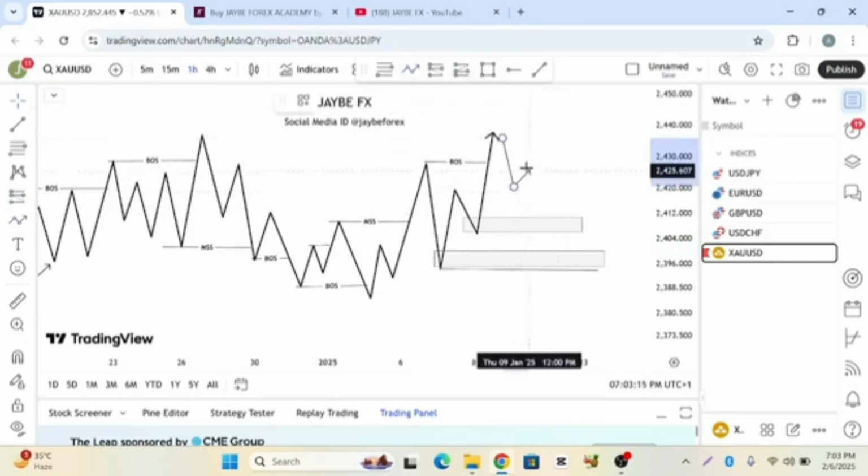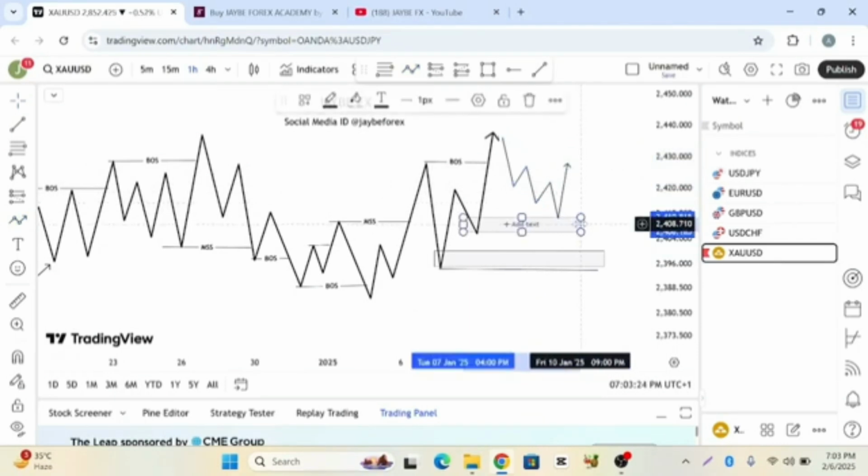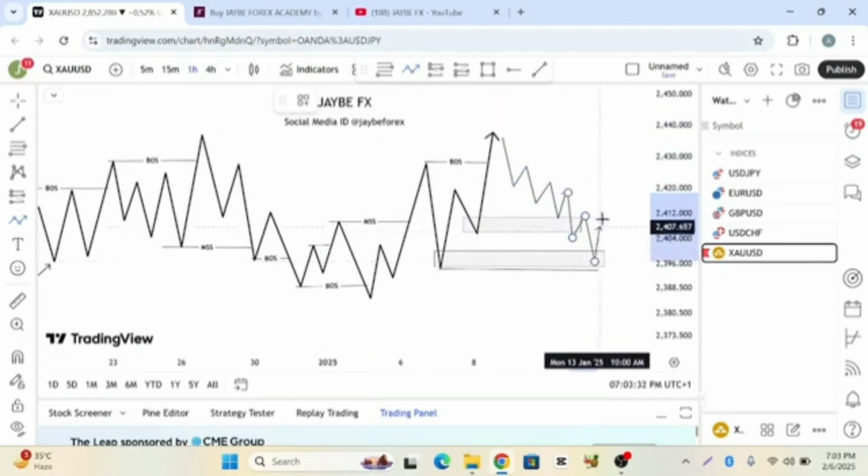Allow the market to come down on a lower time frame, like the 5-minute time frame. Once you do not see a market structure shift when the market comes to this zone, just know this zone is not going to hold. The market is going to react, then it's going to sell down to this other zone, later give you a market structure shift, then buy up.